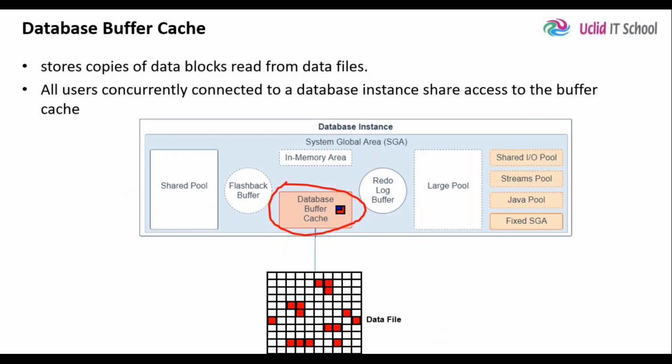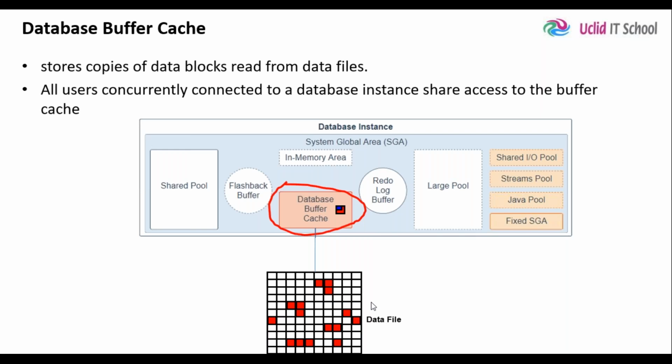The first one is the database buffer cache. The database buffer cache stores copies of data blocks read from data files. All users concurrently connected to a database instance share access to the buffer cache. This picture shows you the database instance, which is in the main memory of the database server, and the database, which has files. For simplicity, I am showing you one data file here.